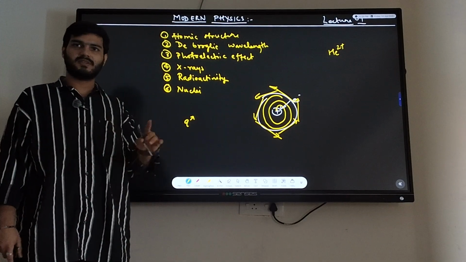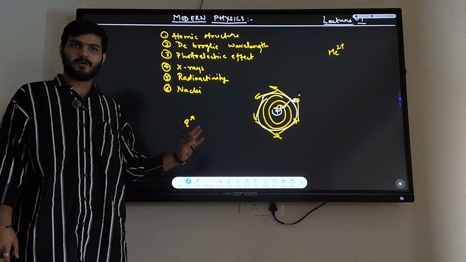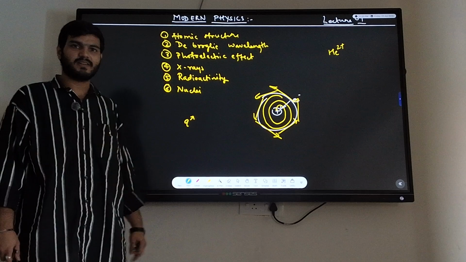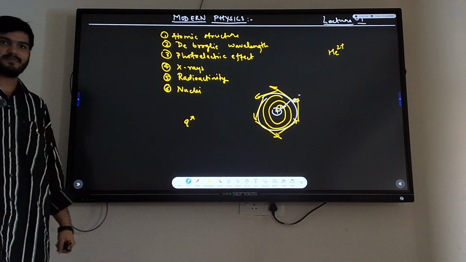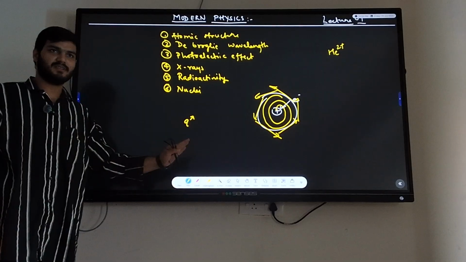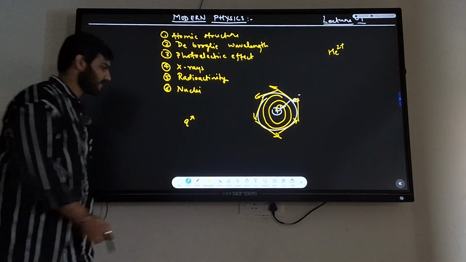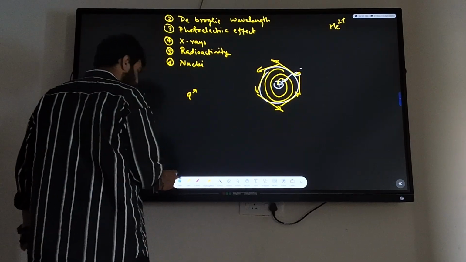So I breezed through the two topics of plum pudding and Rutherford. Is it okay? I will talk about Bohr theory in a detailed manner, but for now I'm just writing some things. Is the discussion okay? You have already studied all these things, that's why I discussed a little fast. But is it okay? Good.